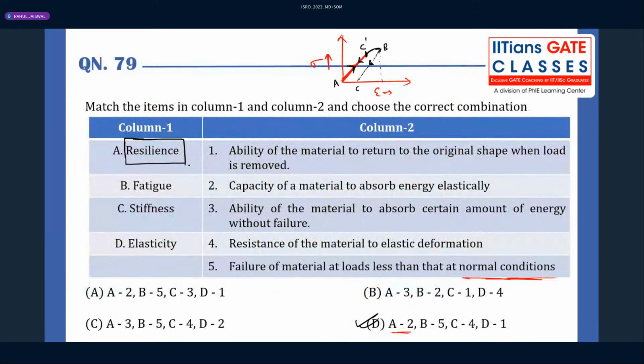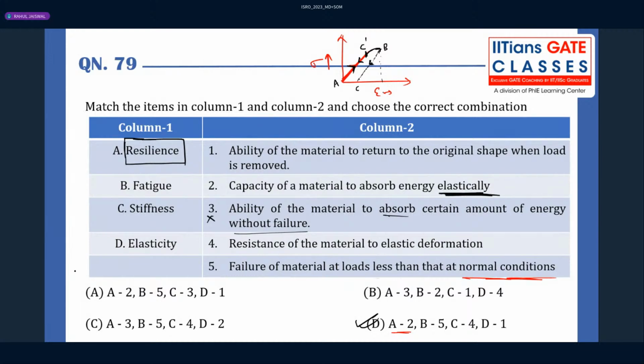So that is regarding resilience. That is what they have given: ability of the material to absorb a certain amount of energy without failure. That is not correct. Resilience means the capacity of the material to absorb energy elastically. This word is very important. So the third option is incorrect. Fatigue means failure of a material at loads less than normal conditions. Stiffness is the ability of the material to resist elastic deformation.